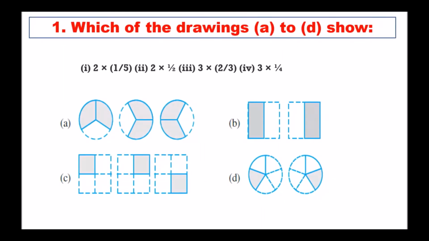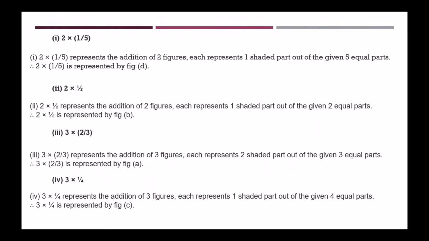The first question is: which of the drawings A to D show 2 into 1 by 5, 2 into 1 by 2, 3 into 2 by 3 and 3 into 1 by 4? So these are the drawings. First is 2 into 1 by 5. 2 into 1 by 5 represents the addition of two figures. Each represents one shaded part out of the given 5 equal parts. So 2 into 1 by 5 is represented by figure D.